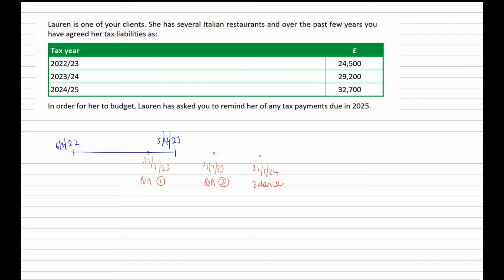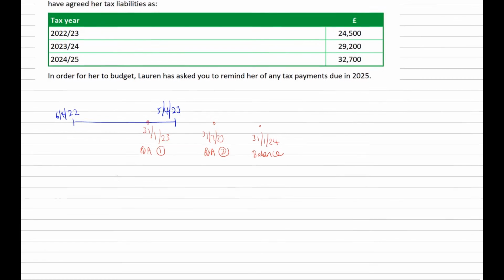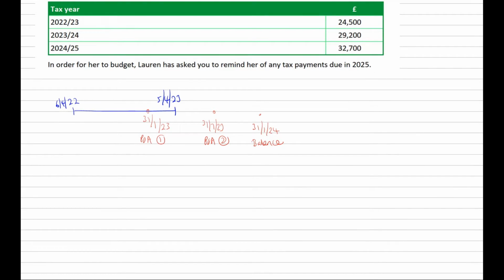So I've got payments in January 23, July 23 and January of 2024. Now the question is asking about the payments due in 2025. So what I've done there, I suppose, is remind myself of when these payments on account are due, when the balance is due, but none of that is actually needed because I'm not going to be dealing with any dates that are falling into 2024.